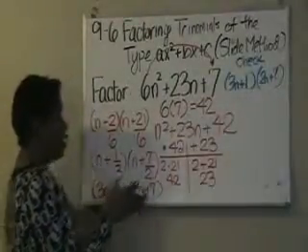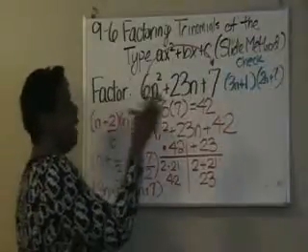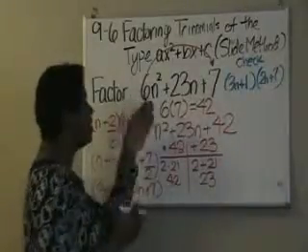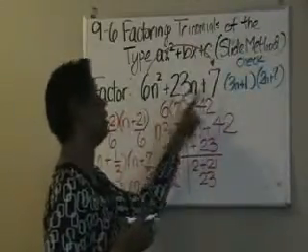Now, this is our final answer. We had to reduce it to get to this answer. You could not leave it like this, okay? So now we're going to check it. I want to see if this is the right answer. Are these the factors to give me 6n squared plus 23n plus 7?